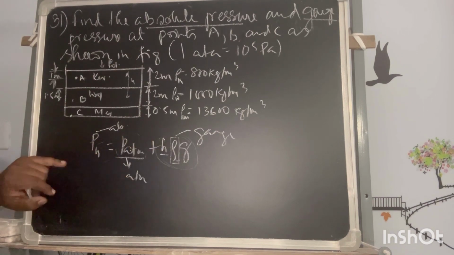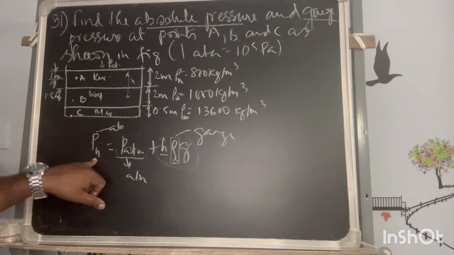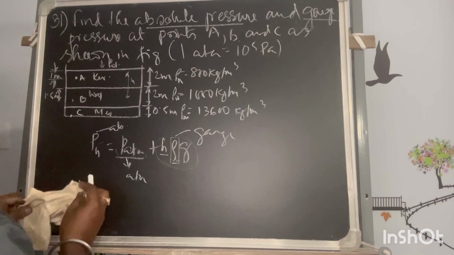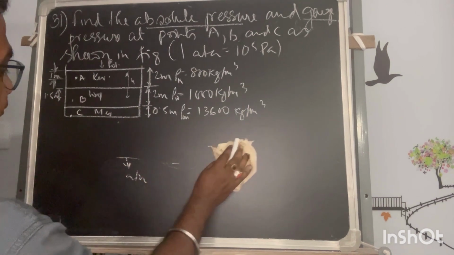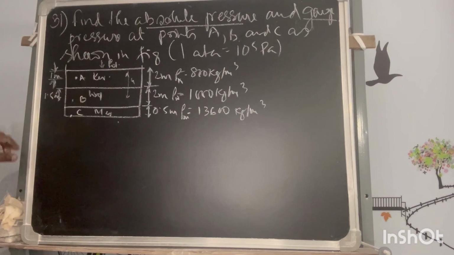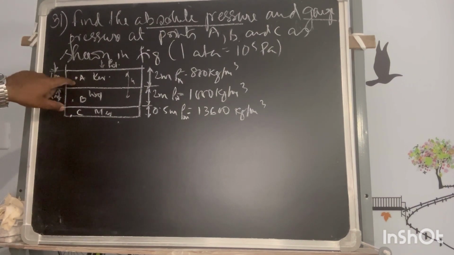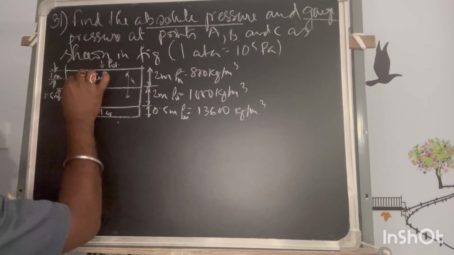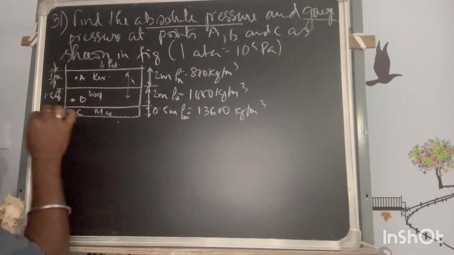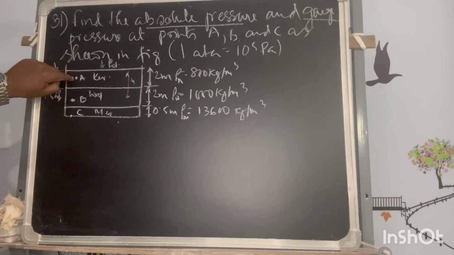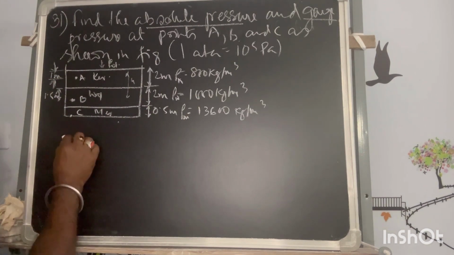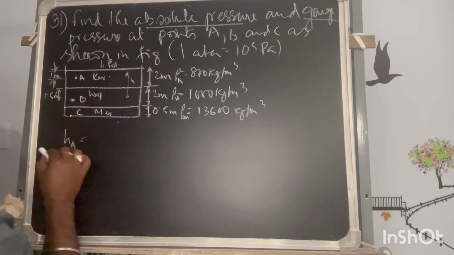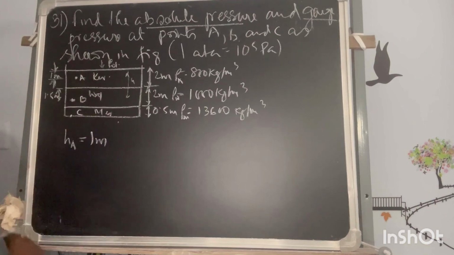But anyhow, the basic formula is this, where this is your absolute pressure and this part is your gauge pressure. Now they have asked in a different way, where you have to find the absolute pressure and gauge pressure at particular points. When you reach these points from the top, my first concern is to get A. For that I need its height H. What is that from the top surface? This is 1 meter. Okay, this is done.